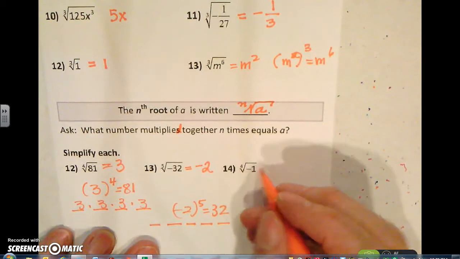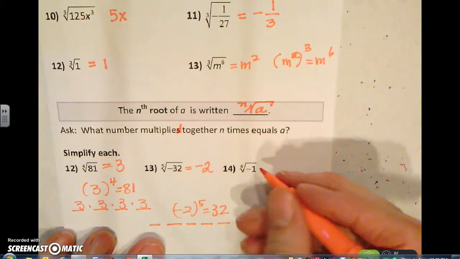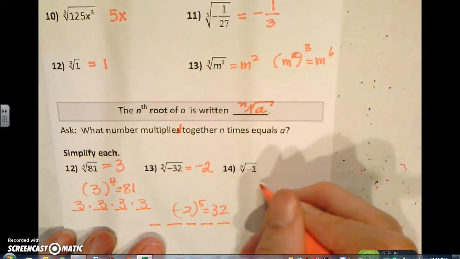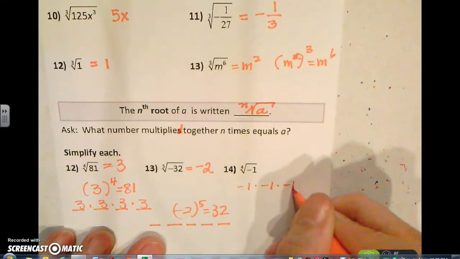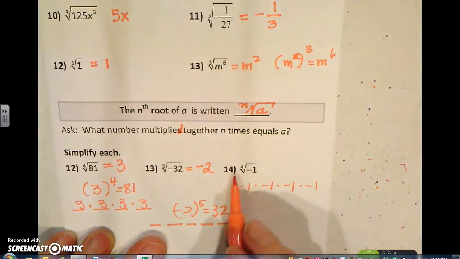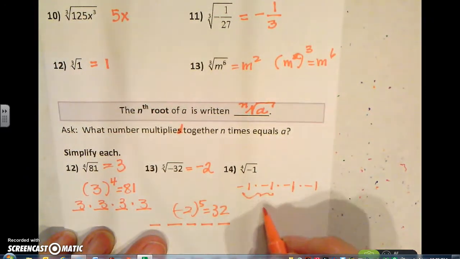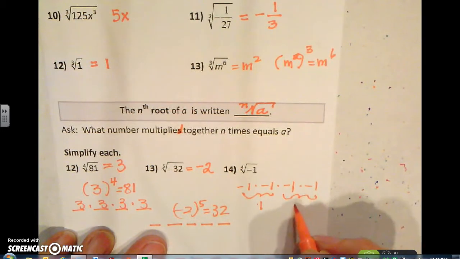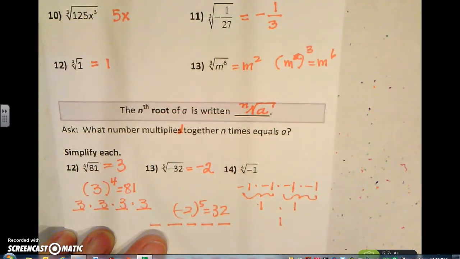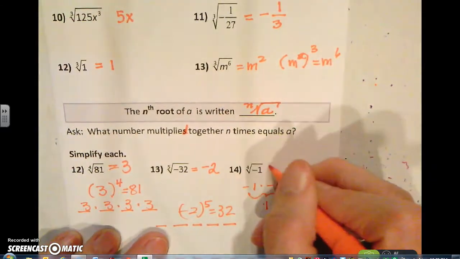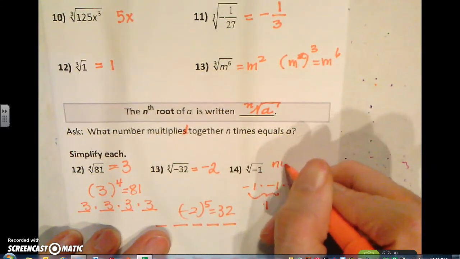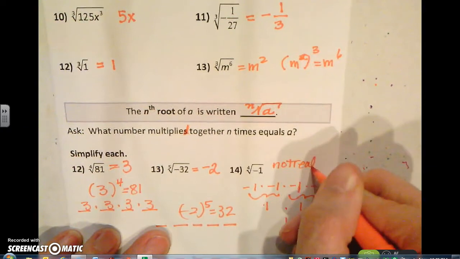Fourth root of -1. Well, the only thing that's possible is 1, and we know positive 1 is not it. So what about -1? What if I multiplied it? Well, this gives me a +1, and this gives me a +1, and that comes out positive. So there is no fourth root of -1, and again, we'll say something like it is not real.